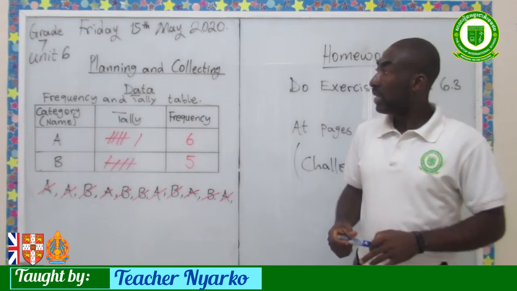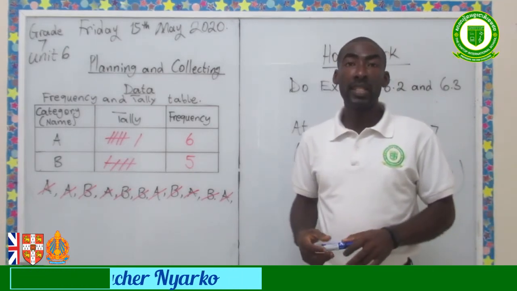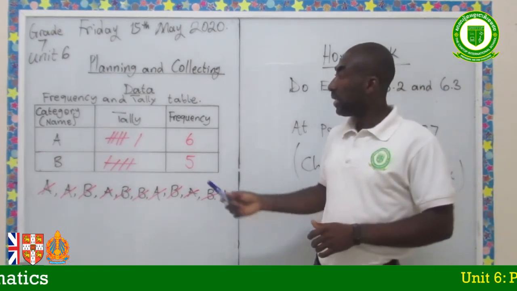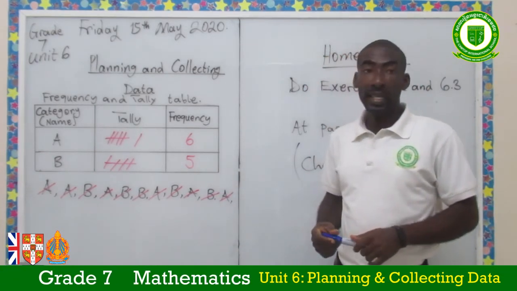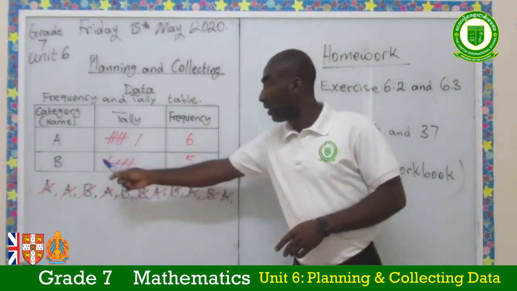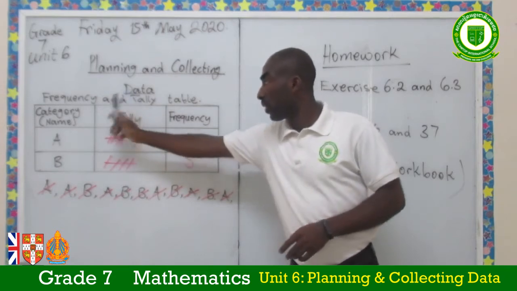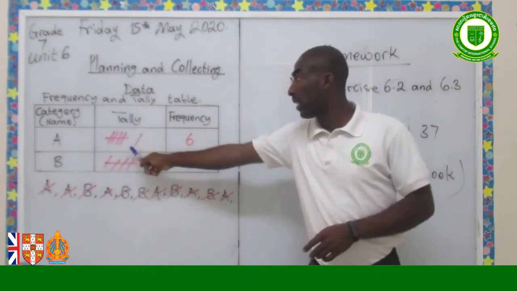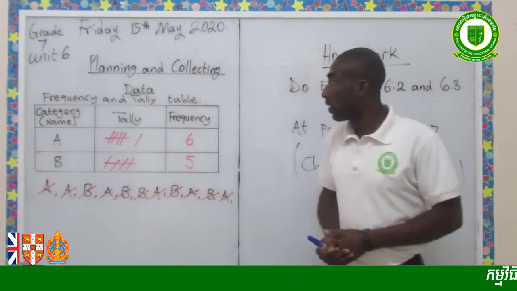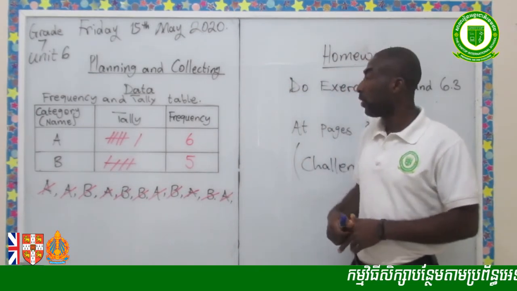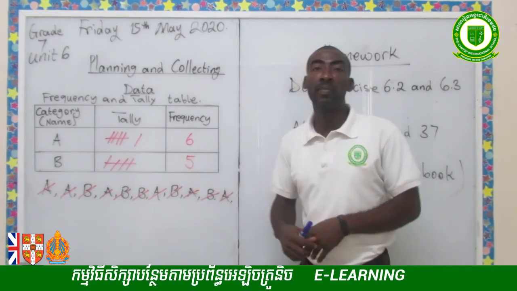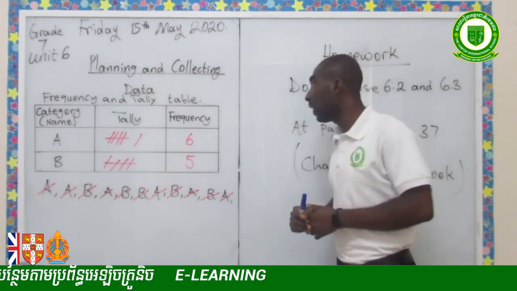Today's lesson has mainly been on frequency and tally table. I gave one example on how you can do your tally and how you can do your frequency. It's in 3 columns. You have your category, that is the name. You have your tally, that is the number of times that you see the value that you are looking for. The frequency also shows the number of times, but the frequency is in numbers and tally is in stripes.